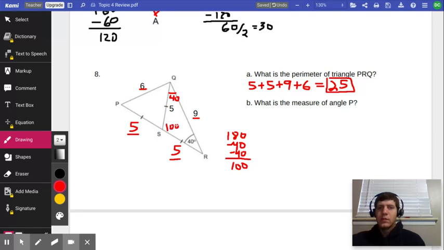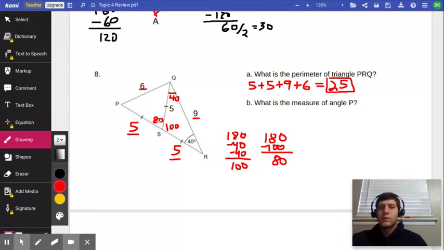Right. So again, the three most common things: vertical angles are congruent, linear pairs are supplementary, and the three angles of a triangle add up to 180. So here we use the fact that the three angles of the triangle added up to 180. And so we got the measure of angle QSR is 100. We then have a linear pair, so we can do 180 minus 100, which is going to be 80.